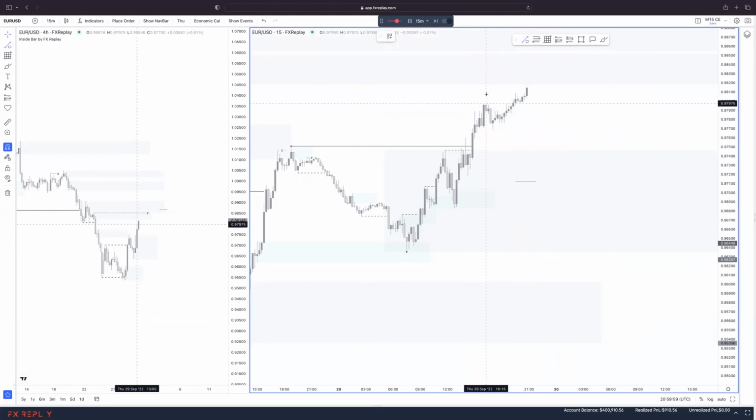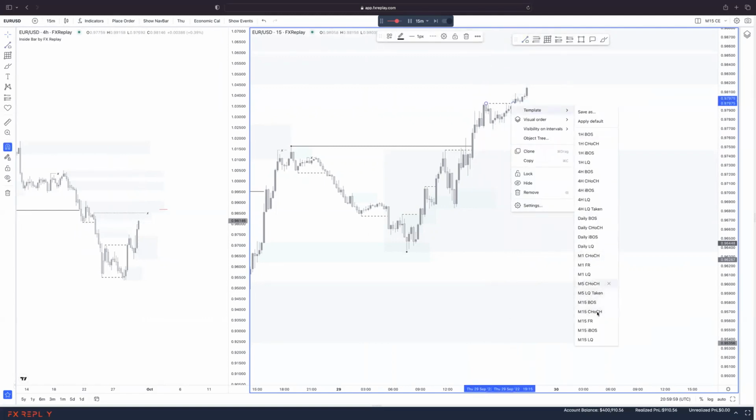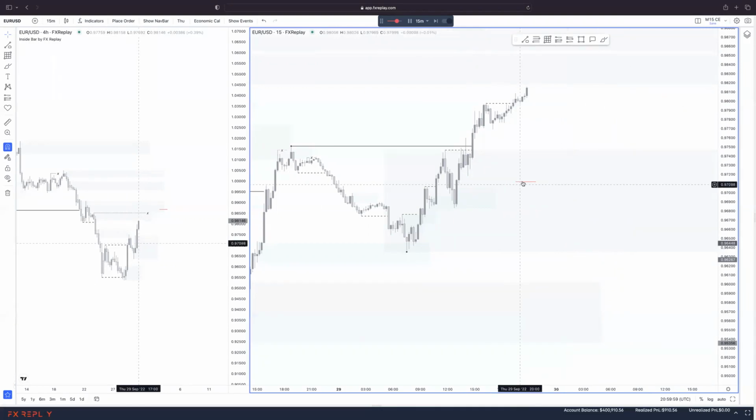So now, say we have this IBOS. This feels, just the way it was formed, quite a corrective push up. So I would be expecting this low to go. So I wouldn't really be leaving an order within that range.